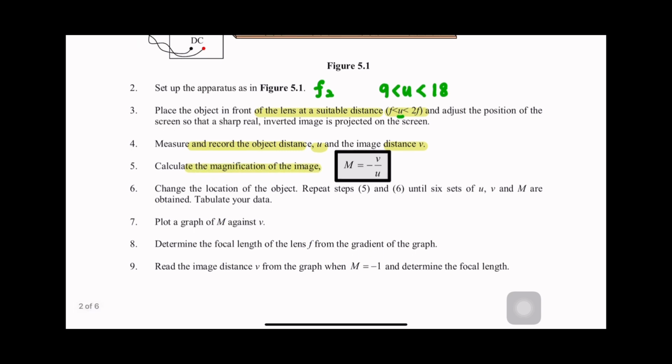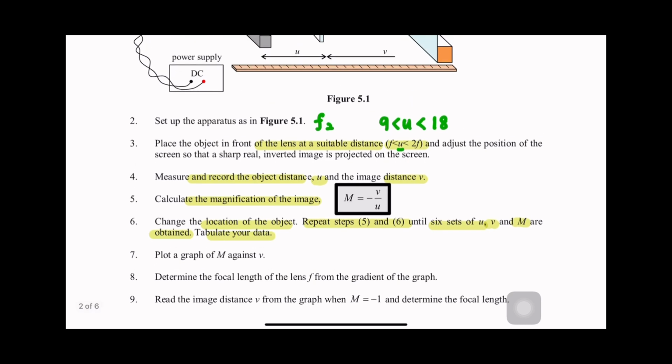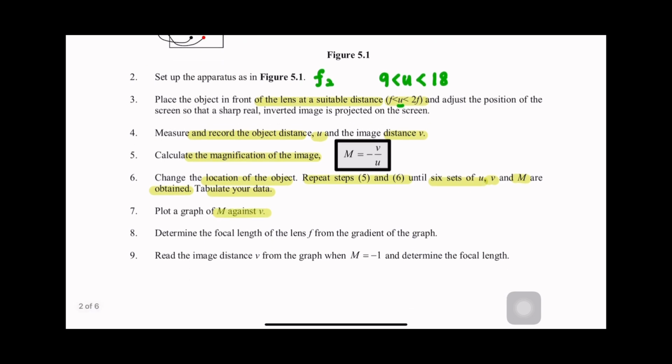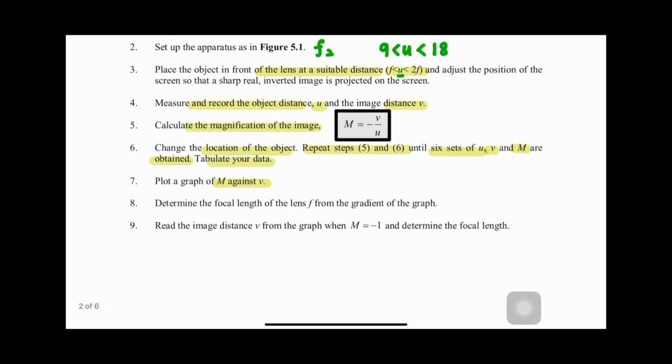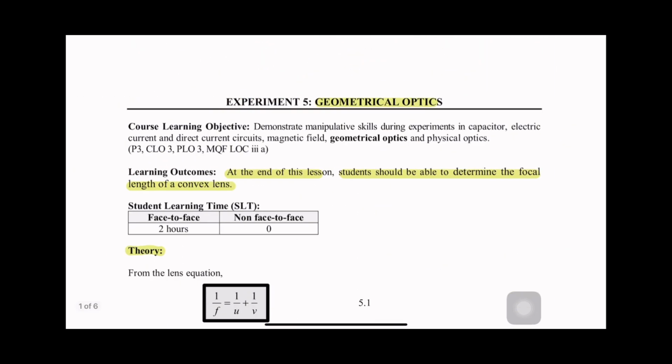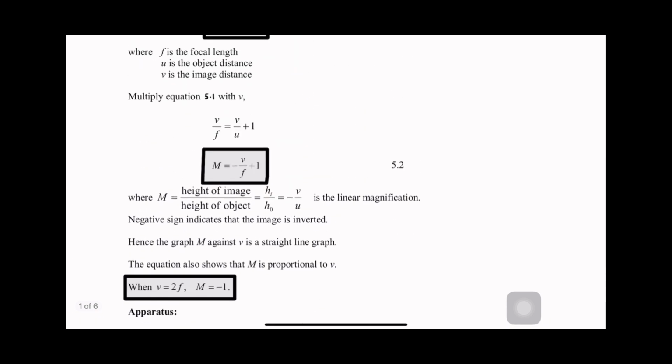Alright, next is change the location of the object. Repeat steps 5 to 6 until 6 sets of u, v and magnification are obtained. Tabulate your data. Okay, so you akan repeat balik step di mana you akan change dia punya object distance and then determine dia punya v or image distance and then cari dia punya magnification. So after that, plot graph m versus v. Determine the focal length of the lens from the gradient of the graph. So based on the gradient of the graph, kita nak dapat apa? So compare dengan gradient. Okay, from this equation 5.2.